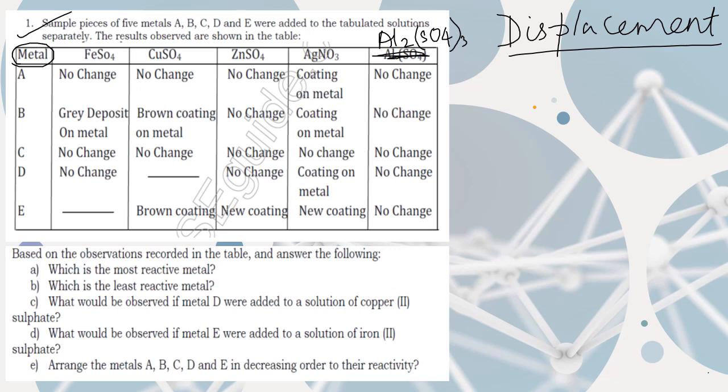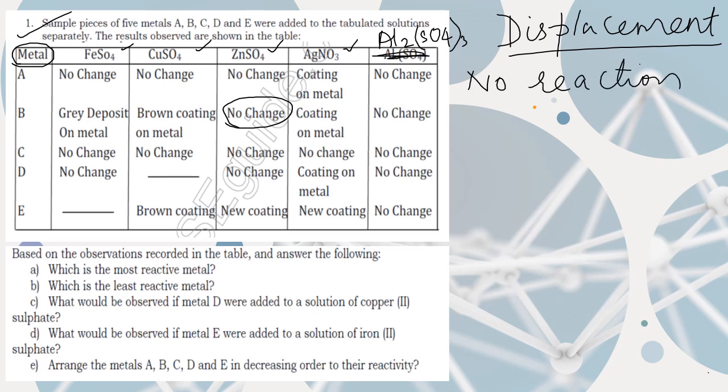You have a set of metals here which are labeled as A, B, C, D, and E, and we have salt solutions here: ferrous sulfate, copper sulfate, zinc sulfate, silver nitrate, and aluminium sulfate. Now, to solve these questions, we need to understand that wherever no change is written, that means there is no reaction taking place.